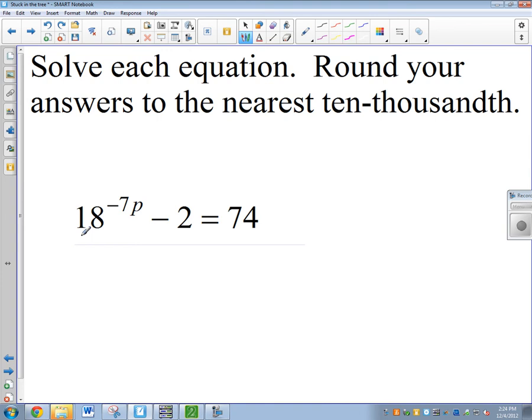So when we look at this first problem here, it says 18 to the negative 7p minus 2 is equal to 74. We are trying to get a letter by itself. We're trying to get p by itself. Every single time in a math classroom that you're asked to get a letter by itself, think you are using PEMDAS in reverse. Okay, that's what we're doing. Every time we get a letter by itself, we are using PEMDAS in reverse.